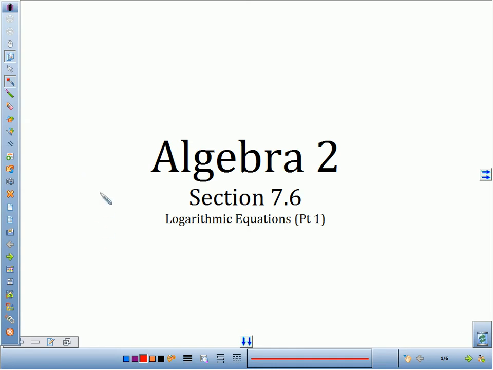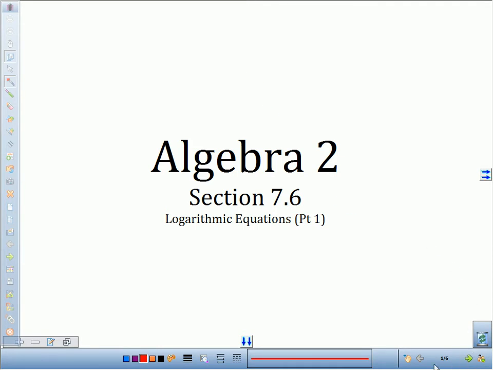These are the notes for Algebra 2, Section 7.6, the second part of the notes for 7.6. This time we're dealing with logarithmic equations. We're solving logarithmic equations. I've split this up into two parts. So we're looking at the first part today.